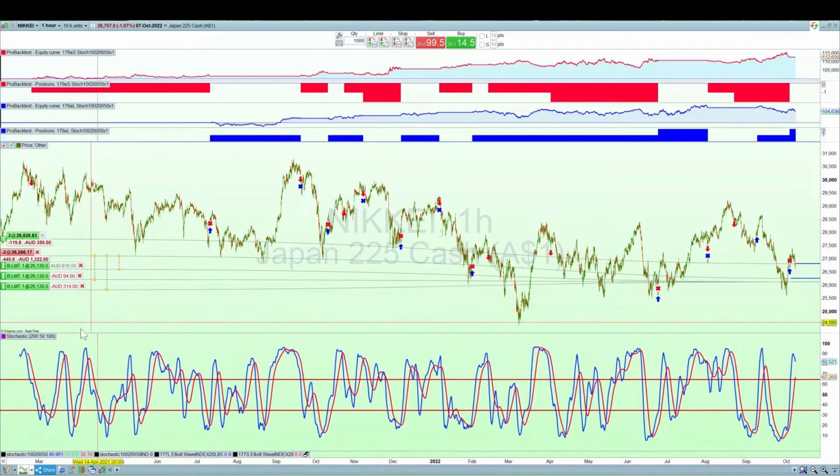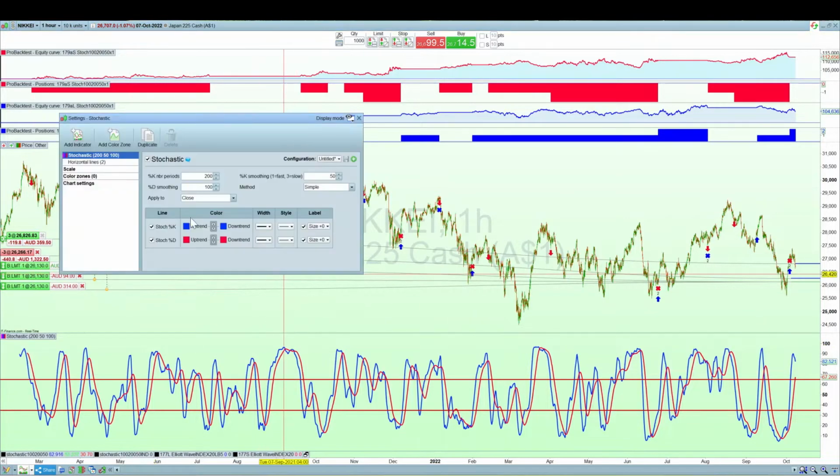Today we're looking at the Stochastic 200-100 strategy. So what I've done here on the hourly chart, this is the Nikkei Japanese share market index. The way it works is, first of all, you configure the Stochastic to a 200. Let me show you the configuration. It's 200K, 100D smoothing and 50 smoothing period, and that's a slow period there.